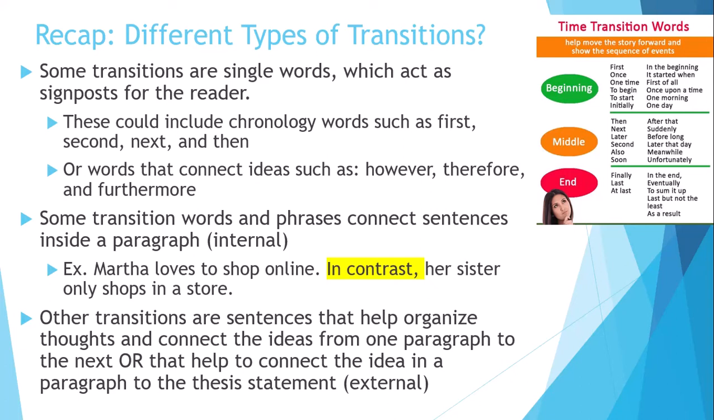Other transitions are sentences that help organize thoughts or connect ideas from one paragraph to the next. They can also help connect the idea in a paragraph back up to the introduction and the thesis statement. And these are called external transitions. All of these transitions help with coherence and cohesion. We talked about those concepts before. Coherence means that your ideas are in a logical order, and cohesion means that your ideas stick together, that everything connects to make it one beautiful essay.